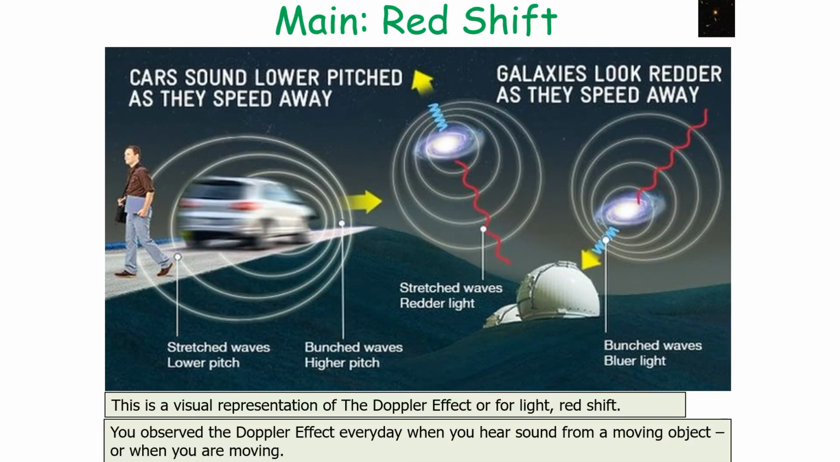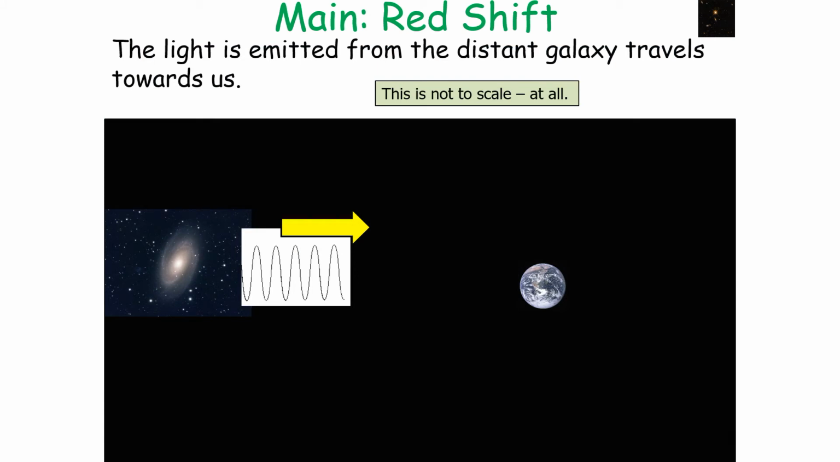So you can see in the right hand corner here a visual representation of redshift, which is the effect when it is light, or the Doppler effect when this is in fact sound waves. So it's a very important idea. You can see that when you have movement here, you can get stretched waves, which is redder light, moving away, and moving towards you, bunched waves, which is bluer light. So let's just clarify what's going on.